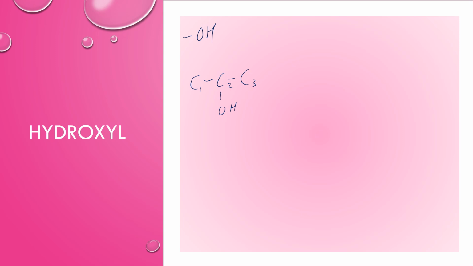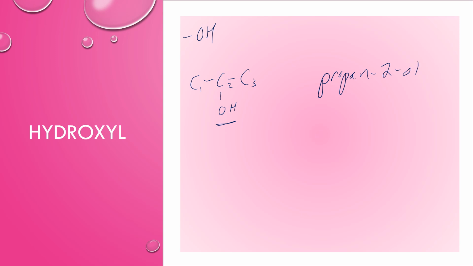There's a difference in how you name it though. Instead of putting it at the front, because it's changing the class of compound, you're going to change the ending. So this is propane as our parent chain, all single bonds. But instead of ending in E now, we're going to make it propanol. So alcohols end in -ol. But wait, we have to tell where the OH group is. So we would say it's propan-2-ol.